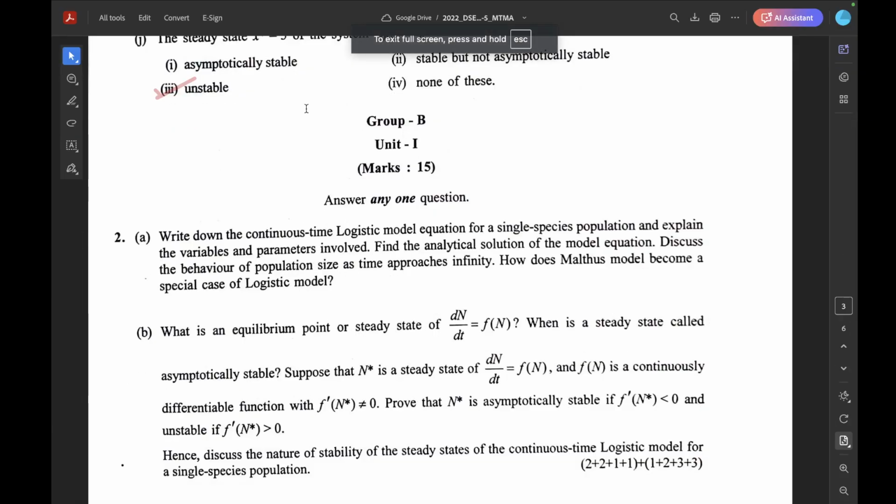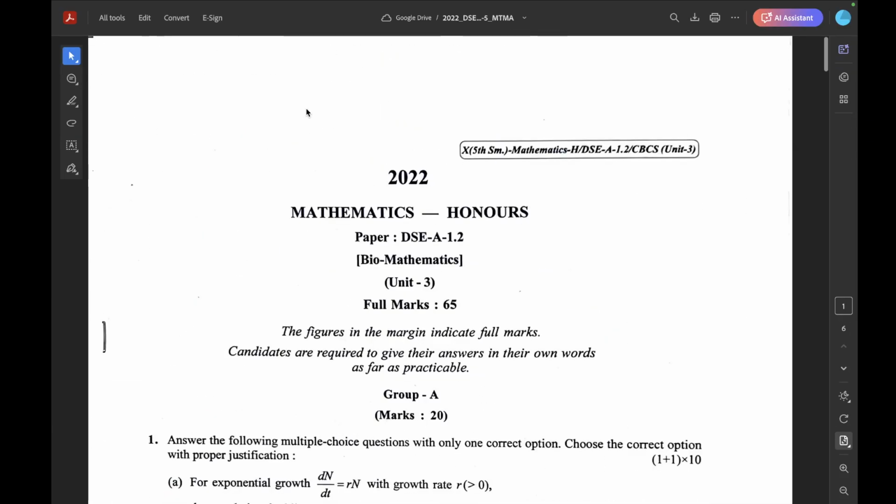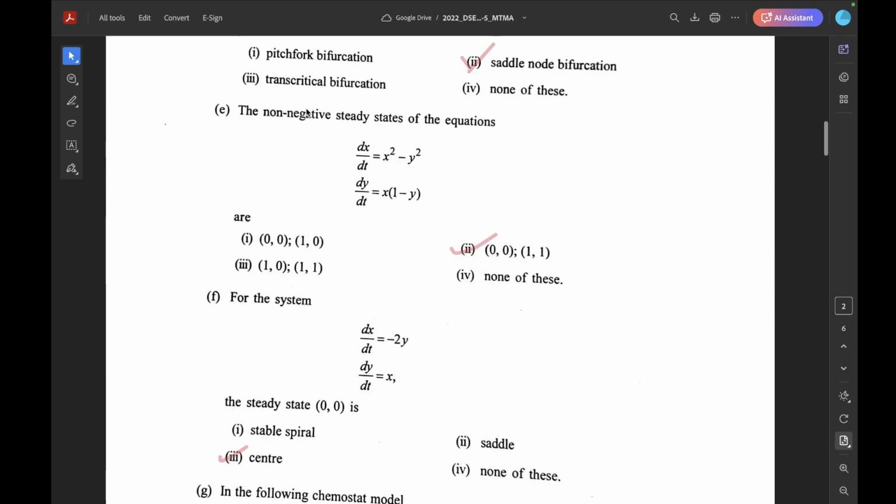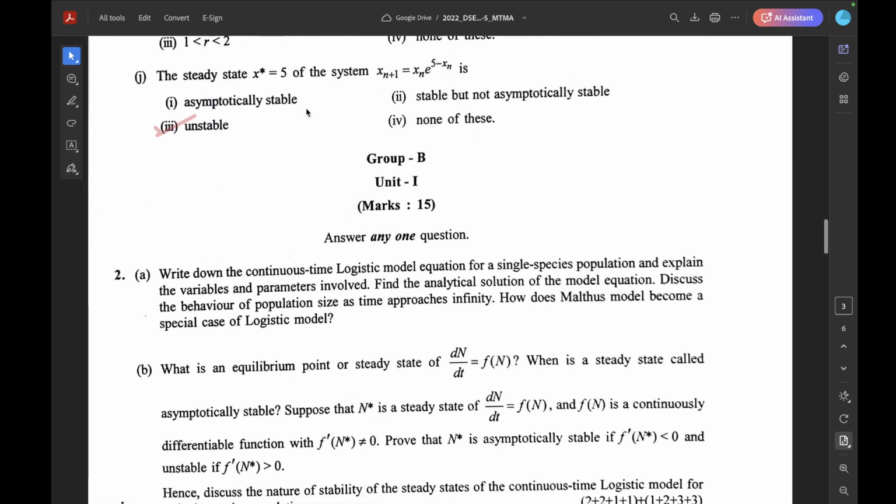Question paper 2022, Mathematics Honors Biomathematics, University of Calcutta, Group B, Unit 1.